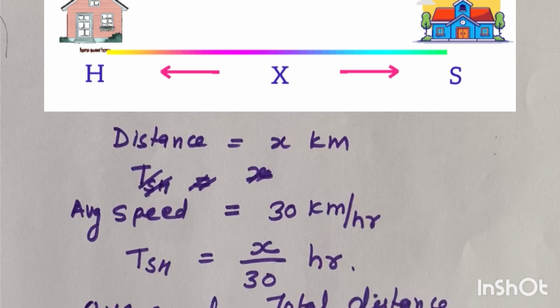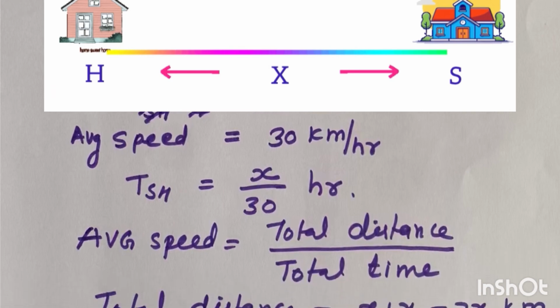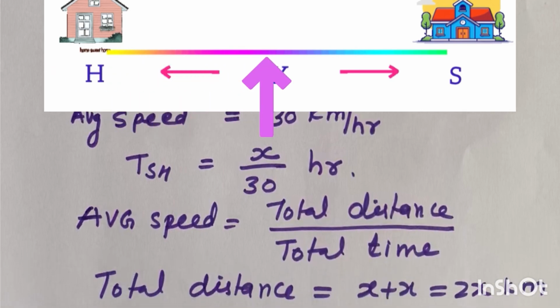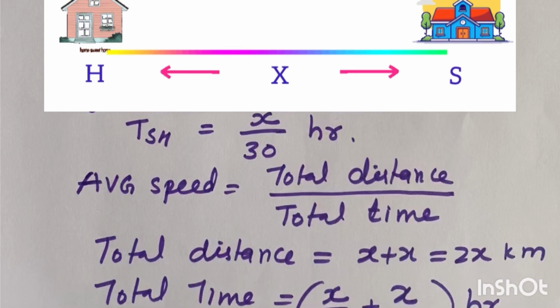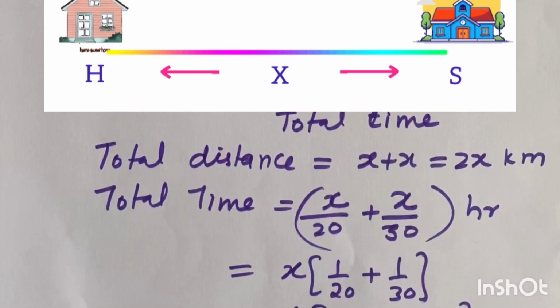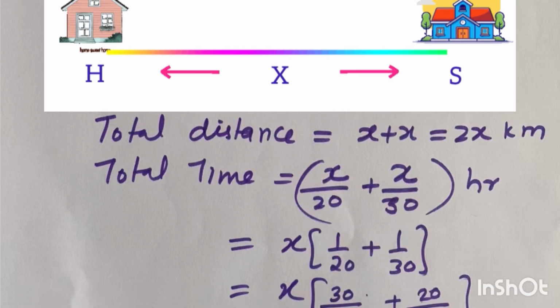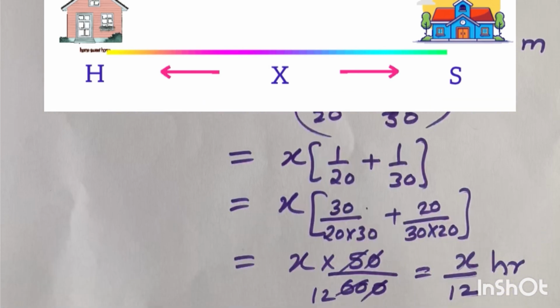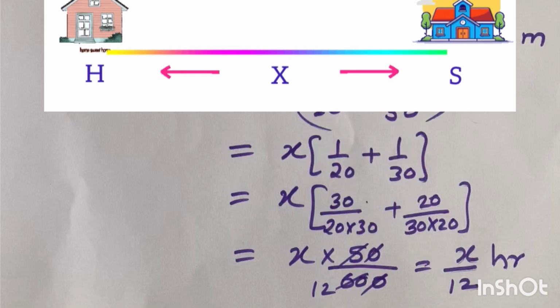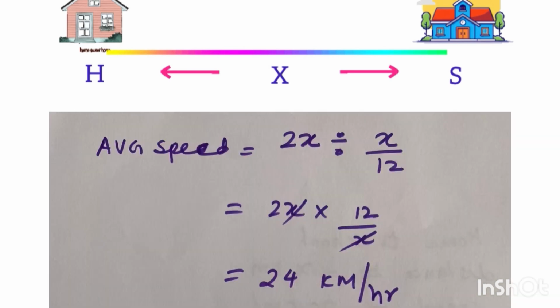Now average speed of trip is total distance divided by total time. Now total distance is x plus x, that is 2x kilometer, and total time is x by 20 plus x by 30 hours. Take x common, solve 1 by 20 plus 1 by 30, you will get 50 by 600. After cutting, you will get x into 1 by 12, that is x by 12 hours. Now we have total time as well as total distance in terms of x. Average speed is total distance, which is 2x divided by total time, which is x by 12.